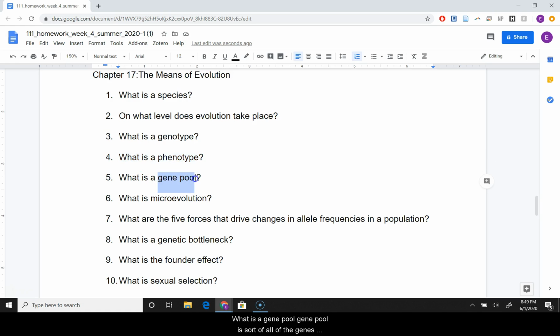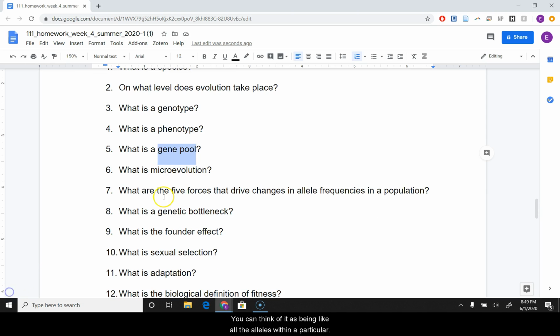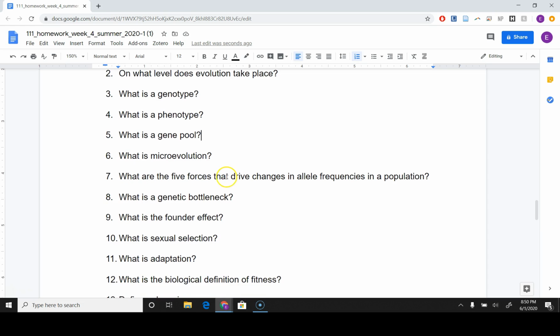What is a gene pool? A gene pool is sort of all of the genes within a particular group that can contribute to an organism or can contribute to the genetic diversity within an area. So you can think of it as being like all the alleles within a particular group. What is microevolution? The change in allele frequencies within a population over time.